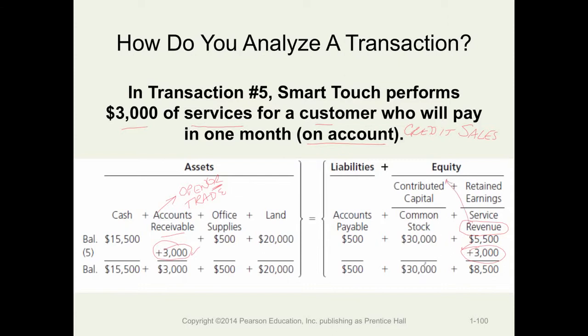And at this point, your total equity is $38,005. And once again, you always take a balance of the equation. So the total assets here after transaction 5 are $39,000, and your total liabilities and stockholders' equity are also $39,000. So the balance sheet balances, and again, we have the equation in balance.